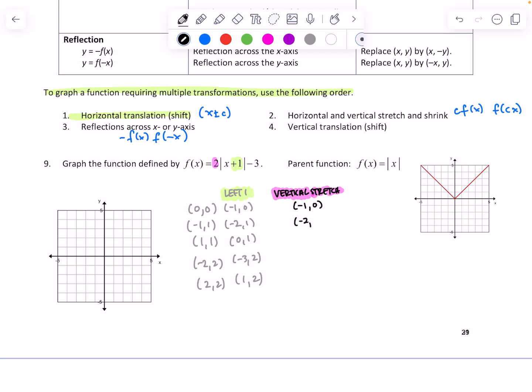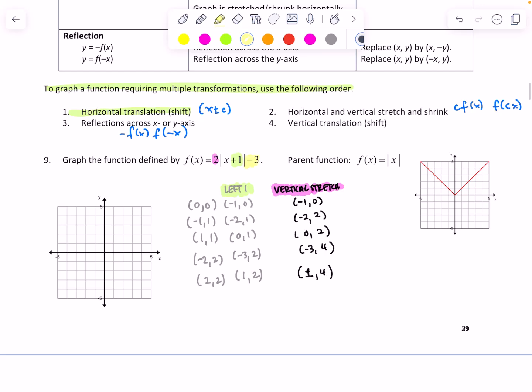So the first point, 0 times 2 is still 0, but then the next point we have a 1, so that's going to become a 2. The next point also has a 1, which becomes a 2. And then the last 2 points have a y coordinate of 2, so that is going to become a 4. All right, and then we have no reflections. There's no negative signs in front of the x or in front of the whole function, so no reflections to deal with.